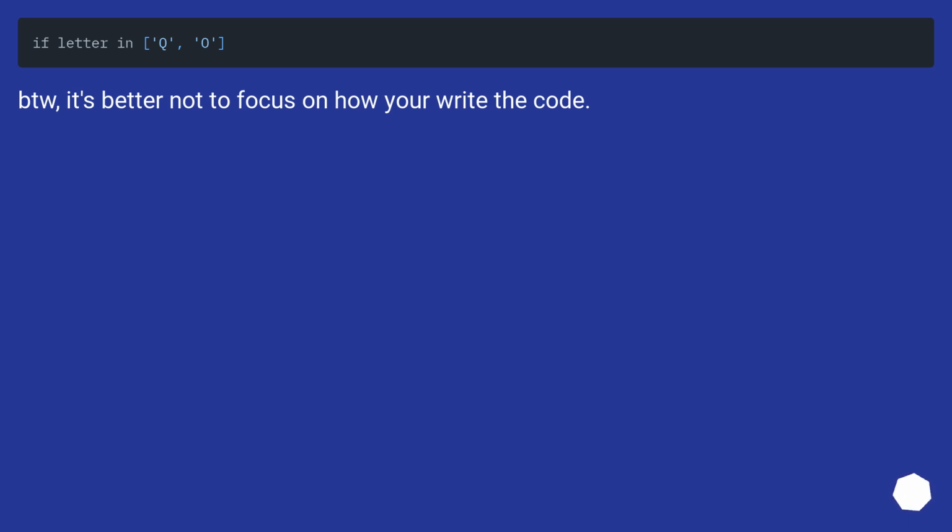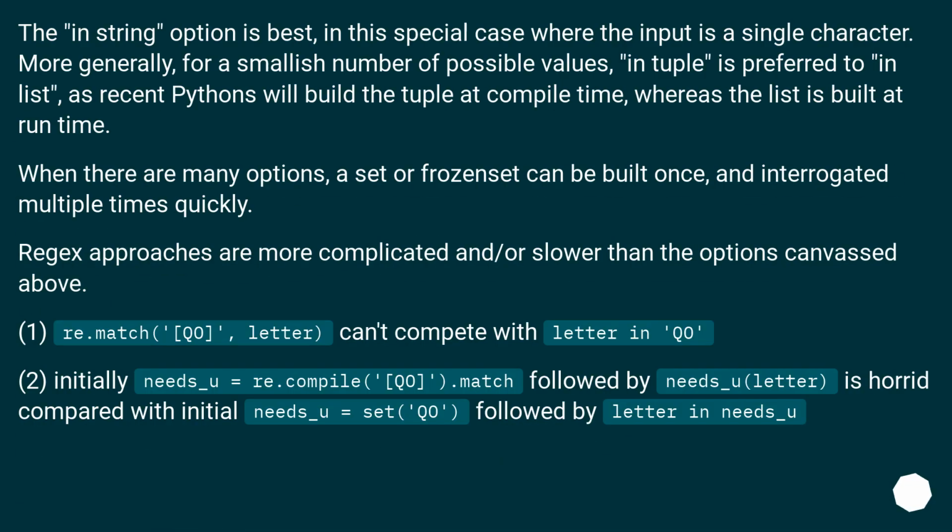BTW, it's better not to focus on how you write the code. The in-string option is best in this special case where the input is a single character. More generally, for a smallish number of possible values, in tuple is preferred to in list, as recent Pythons will build the tuple at compile time, whereas the list is built at runtime. When there are many options, a set or frozenset can be built once and interrogated multiple times quickly.